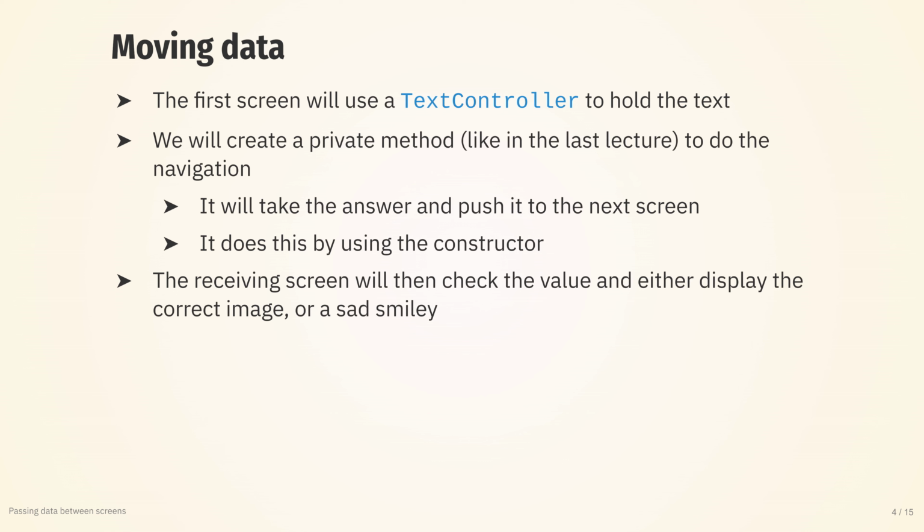So what we will be doing is to use a text controller to hold the text, and then we will be creating a private method, just like in the last lecture, for the navigation itself to push, and that makes use of the constructor, which is basically the only difference to previous examples. In the receiving screen or page, we will check the value and either display the correct image or a sad smiley. So that's the idea.